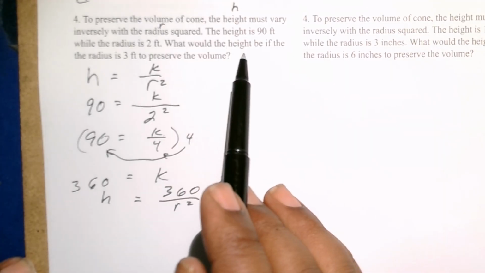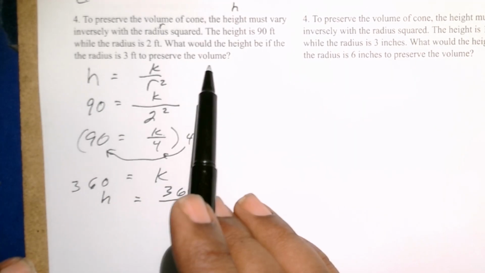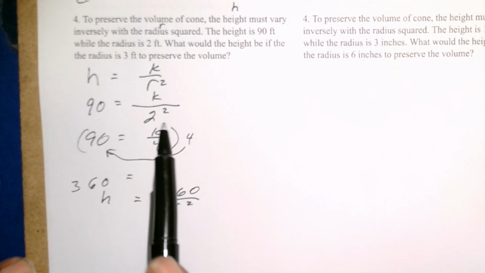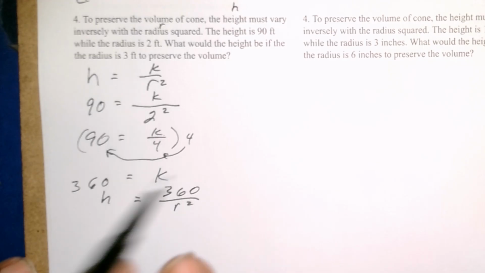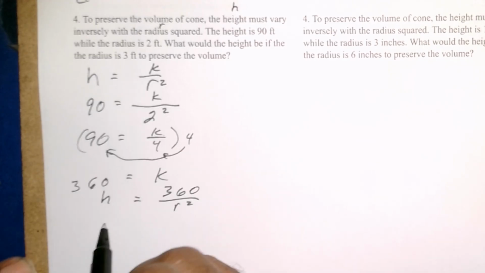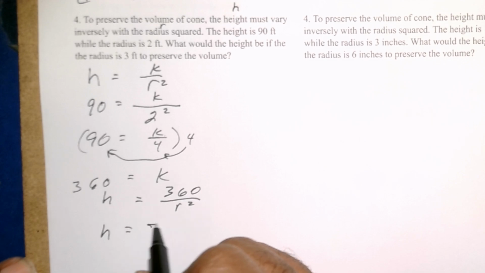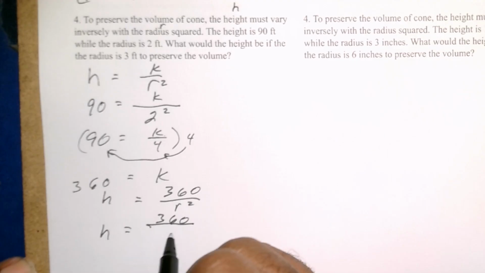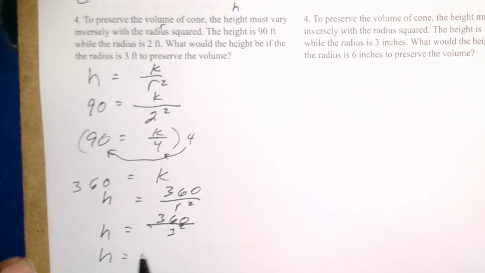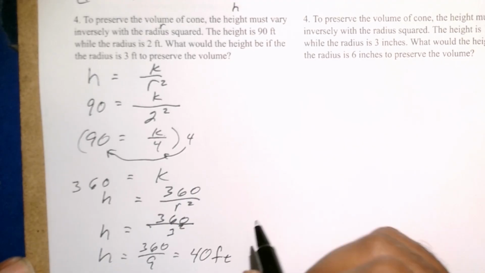What would the height be if the radius is 3 feet to preserve the volume? Okay, so now the radius is going to increase, so we probably need to squash the cone down a little bit. So, question again, what's the height need to be? So height is going to equal 360 all over 3 to the second power. And this will be 360 over 9. And, see, 36 divided by 9 is going to be 4, and with this last 0, so 40. And this is all in feet. So we'll say height will be 40 feet.